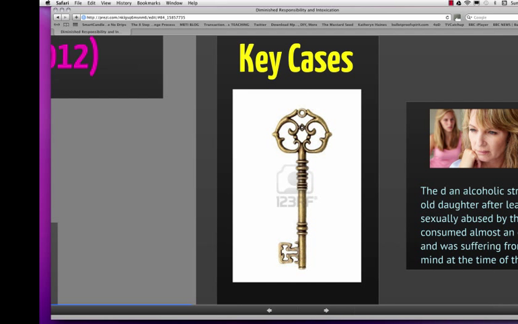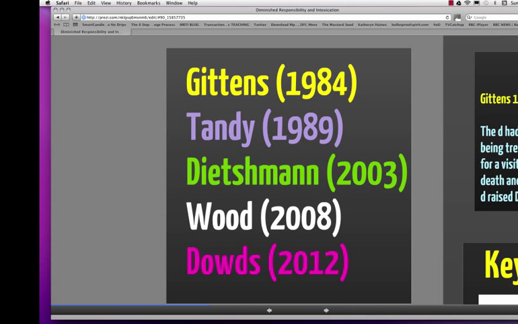Okay, so key cases in terms of diminished responsibility and intoxication. We're going to look at these in chronological order: Gittins 1984, Tandy 1989, Doshan 2003, Wood 2008 and Dowds 2012. Now, if you already have these cases in your case log, then pause the video here and just remind yourself of the facts of each of those cases. It will help you reinforce what I'm going to run through next. But if you don't have all of those cases, you will have them by the end of this presentation.